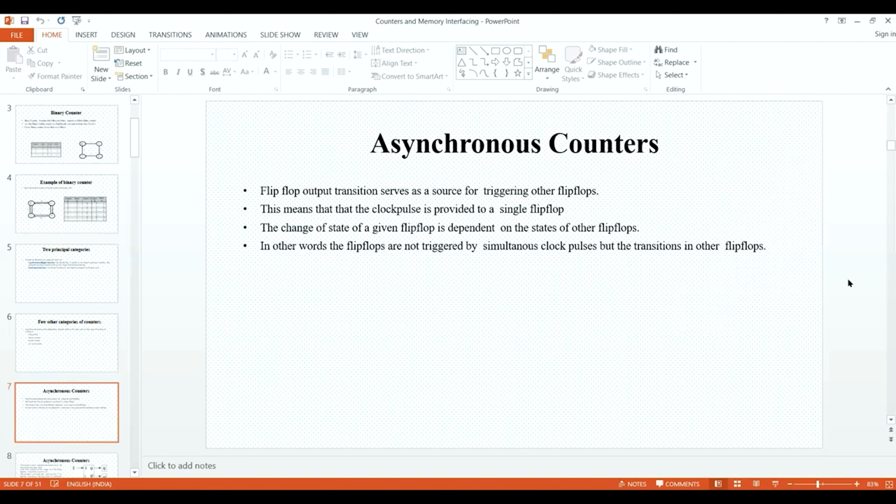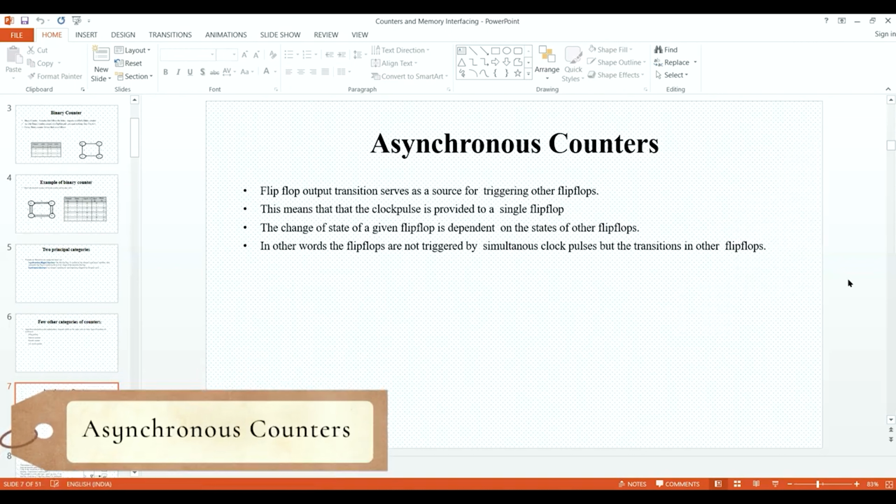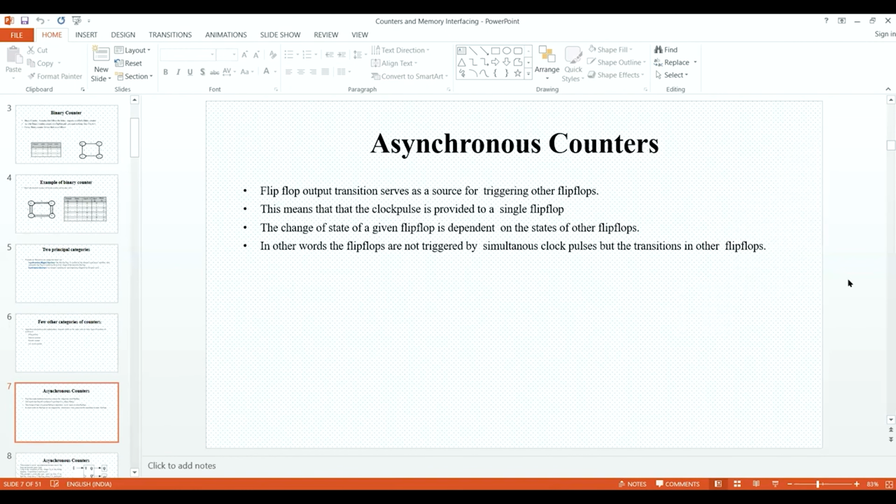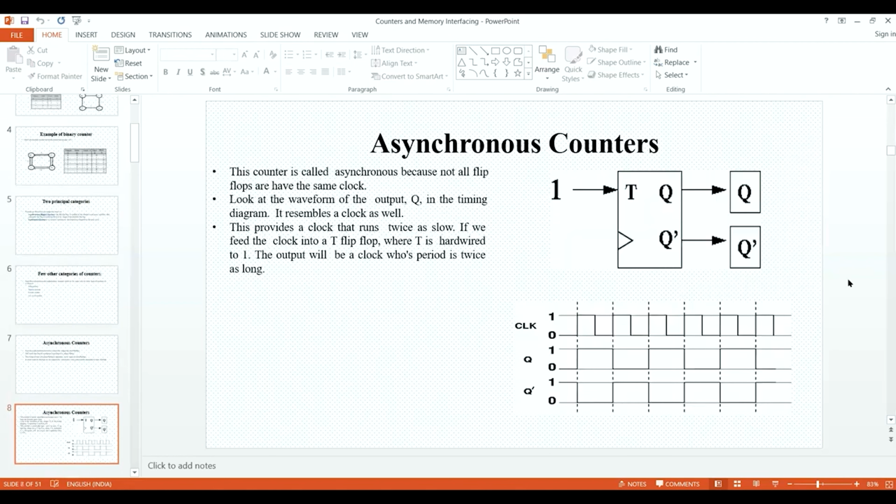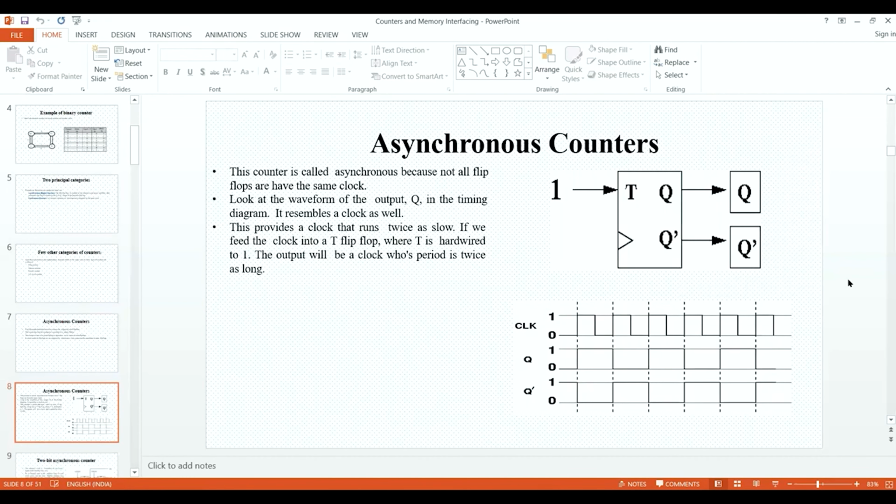Now, as I already told you, when we have an asynchronous counter, the flip-flop transition and triggering is done by the previous flip-flop, whereas the clock pulse is given to only one single flip-flop. On the other hand, in the synchronous counter, the clock is given to all flip-flops. Okay, and the change of the state depends upon the flip-flop output. I'm again repeating, the change of the state depends upon the previous flip-flop, and triggering can be rise triggering or fall triggering. Let's see what kind of flip-flop I'm using. You can write in the comment section.